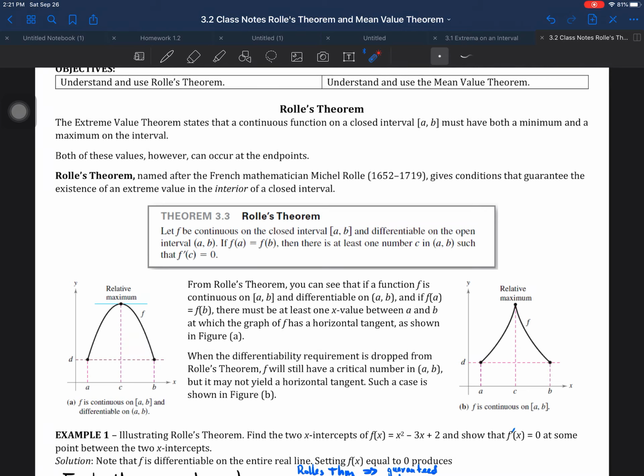Now, if the differentiability part of the theorem is removed, you can no longer guarantee a horizontal tangent between a and b, but what you can say is that there's going to be a critical number, right? And now we can see that in picture B. If you remove the differentiability, at least you know there's going to be a relative max or a relative min. Same thing here, you're guaranteeing that there will be a relative max or a relative min.